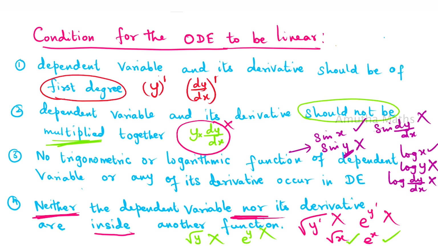So these are the four conditions you should keep in mind while determining whether an ordinary differential equation is linear. Only the function y of x and its derivatives are used in determining whether the differential equation is linear.